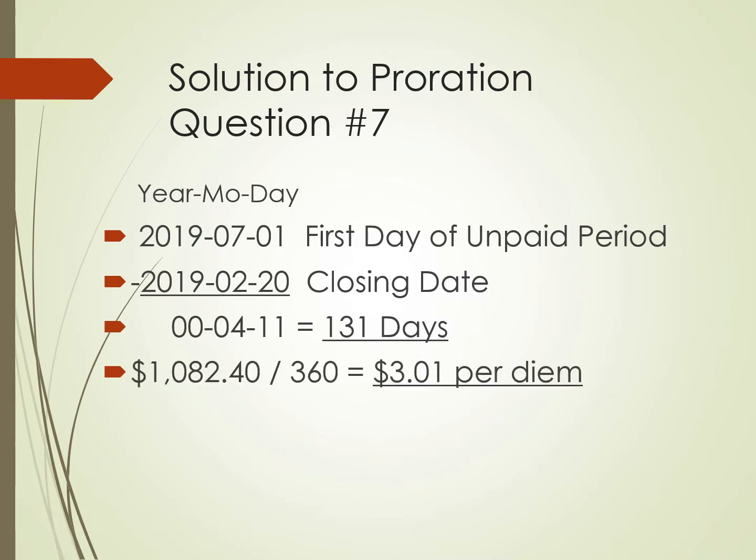The tax bill is $1,082.40 divided by our proration year, 360 days, equals $3.01 per day. $3.01 times 131 days equals $394.31. Selection B.